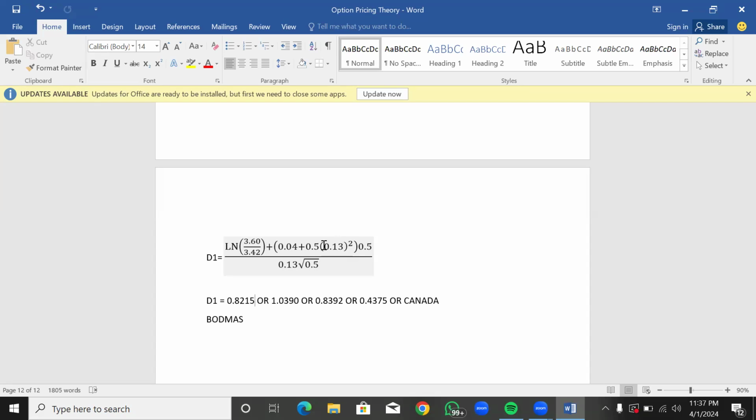So let's do our last division, by 0.13 times the square root of 0.5. That should give us something like 0.0919. We do the division, give me the answer. What's my D1? 0.822. 4 decimal places, please. 0.8215. Nobody's getting it again.